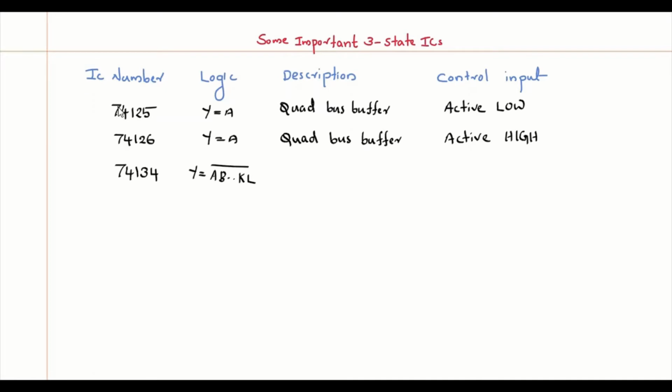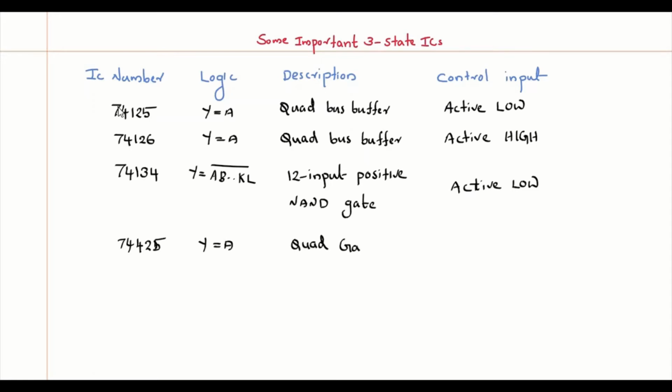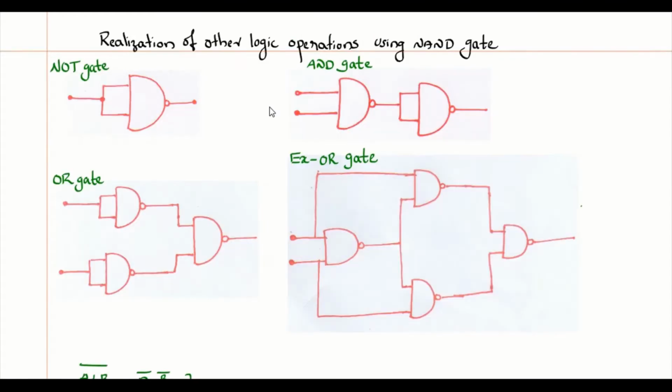Buffer, which is used to temporarily store data. 74134, which is a 12 input positive NAND gate with active low control. Then 74425, with active low control input. Another example is 74426 with active high control.